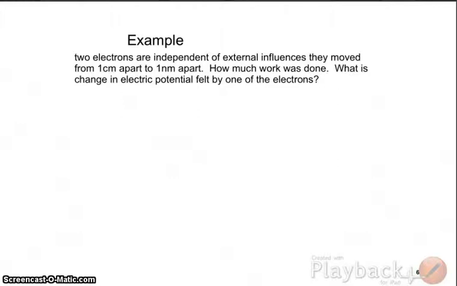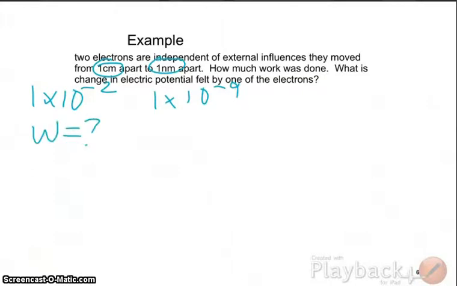Now let's look at an example. 2 electrons are independent of external influences, which means, yes, other things exist in the world, and yes, we're going to ignore them. They are moved 1 centimeter apart to 1 nanometer apart. So they moved from 1 times 10 to the negative 2 meters to 1 times 10 to the negative 9th meters. So they're moved closer together. How much work is done? What is the change in potential?